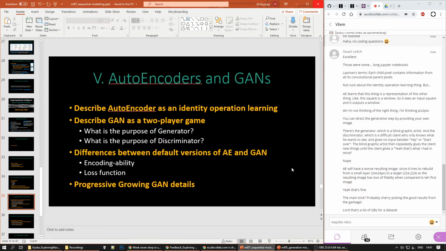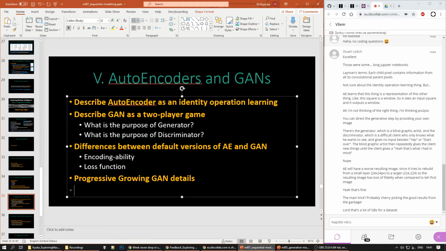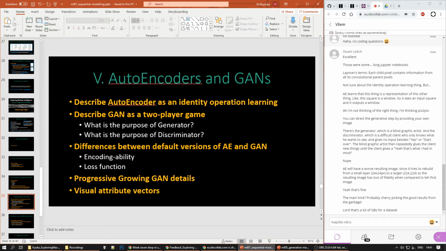Okay. Some questions about the autoencoders and GANs? I figured out one more question, I guess. So, this one. Can someone explain to me what I mean by visual attribute vectors? What does a visual attribute mean in a dataset, and how can I get a vector of that?